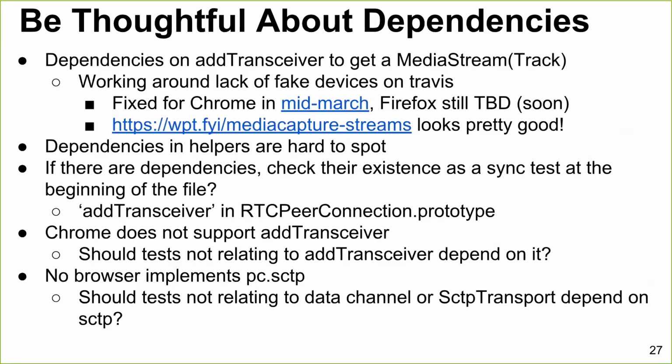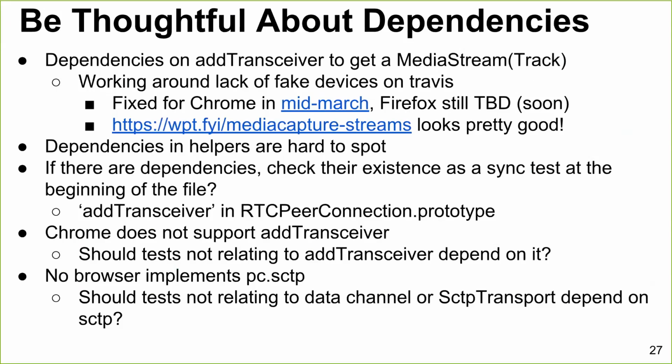Right. I mean, using the addTransceiver stuff to get tracks was a good idea, but it was mostly a workaround for the lack of fake devices on things like Travis and in WebRTC in general. And at least on Travis, Chrome fixed that in mid-March, and the Firefox support for that is a priority 1 in Fulip's team. And if you look at the media capture streams dashboard, it looks pretty green and good in Chrome now. So we will probably see some improvement there soon.